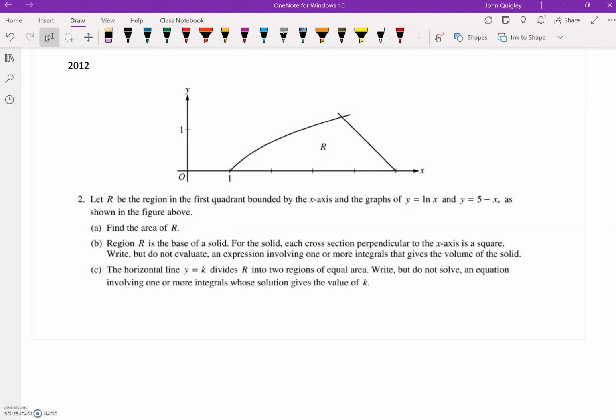Right, welcome back. This is the second video dealing with this question from 2012, part C. And we're just going to jump into the question now. If you've already watched the first video, then you're well on the way. So the horizontal line y equals k divides that region into two regions of equal area.